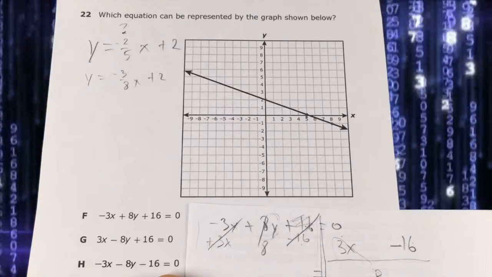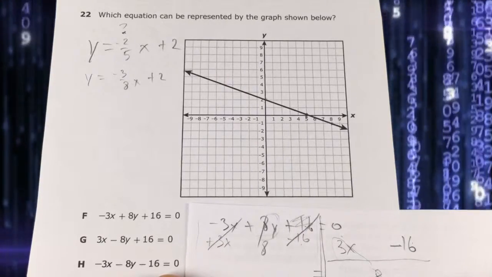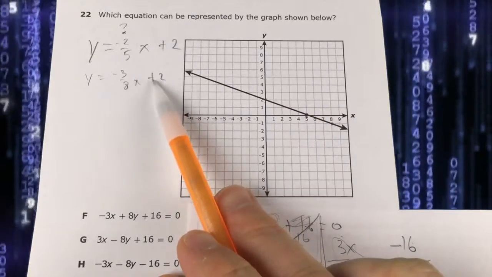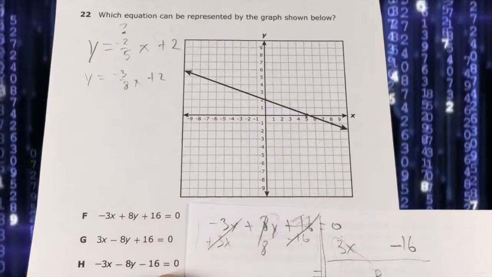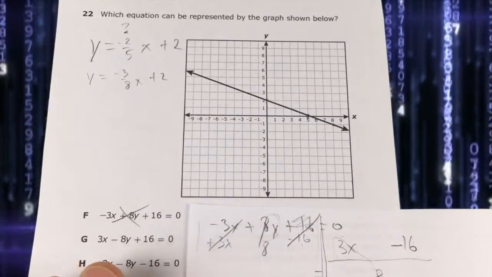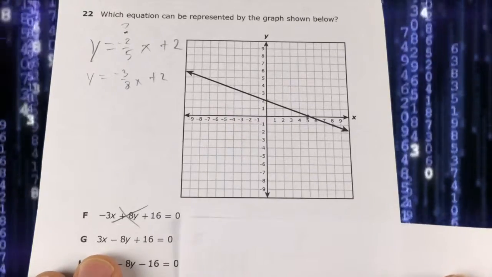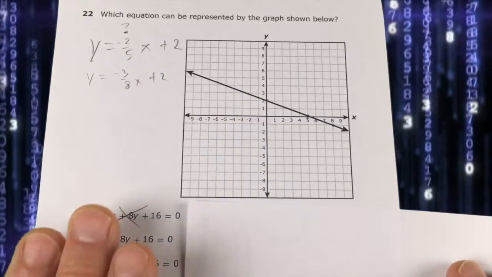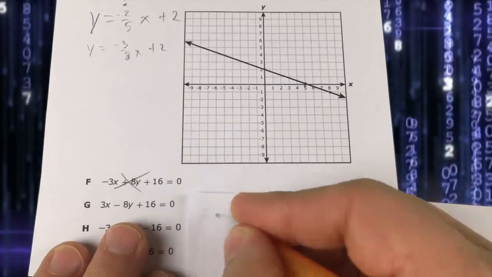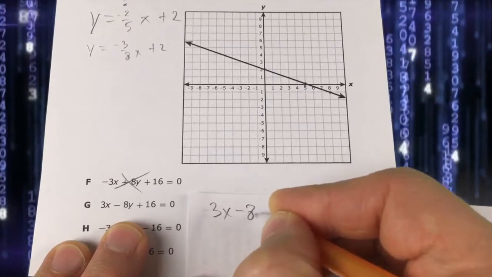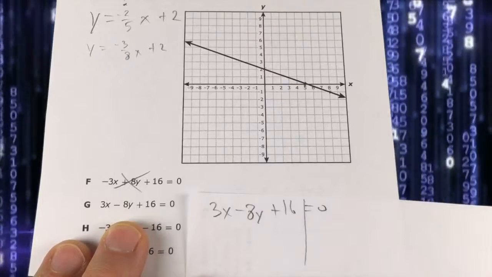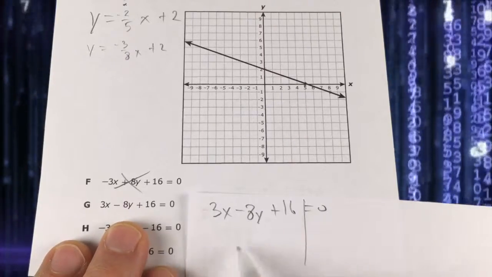Really close to what we have, except this is a positive slope and the line's not going uphill. And this is up 2, but this is showing down 2. So F did not work out for us. Let's try choice G. Choice G, we had 3x minus 8y plus 16 equals 0. Once again, we're going to find you, the y.